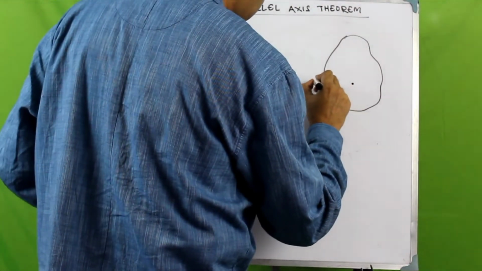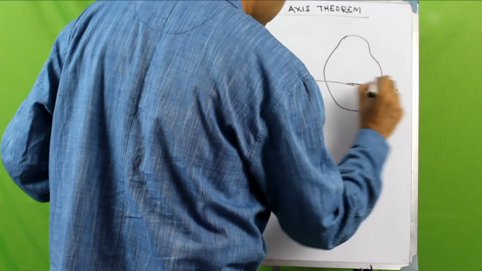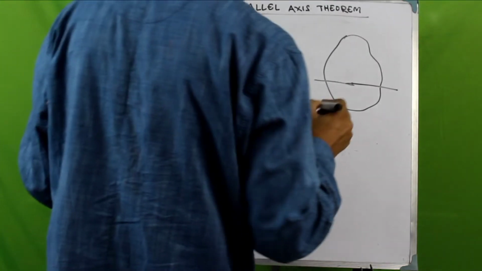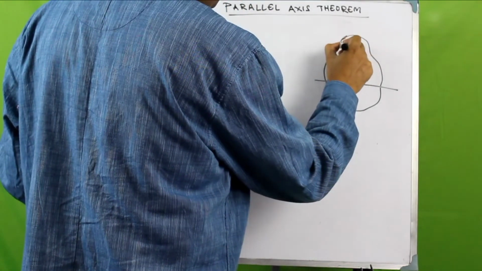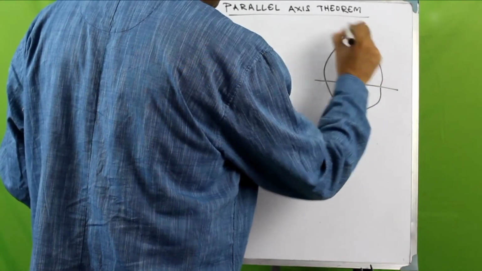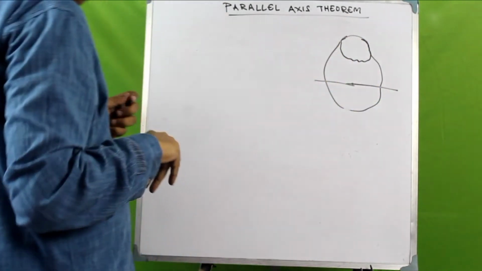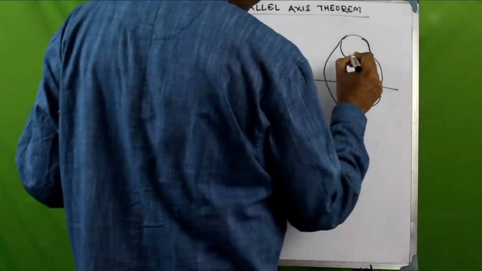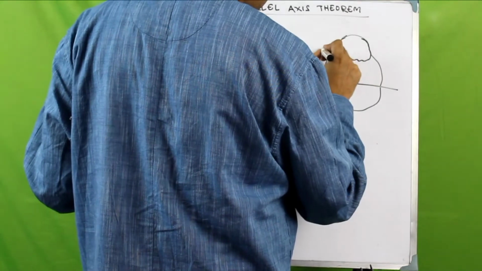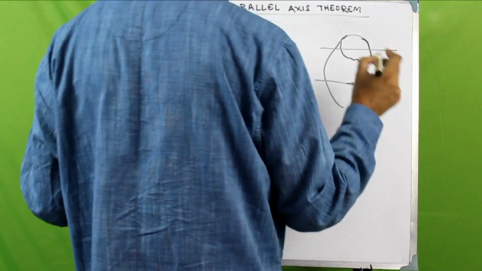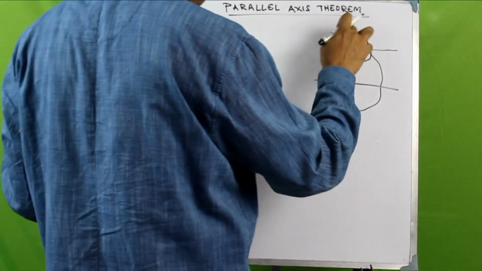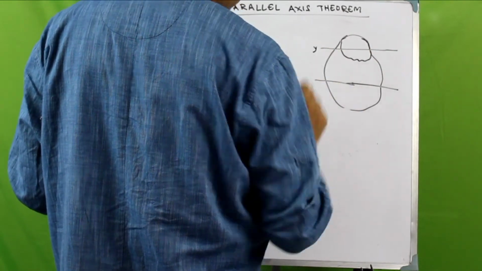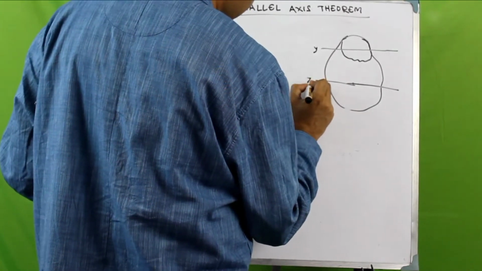whole area, and let us consider this to be the axis about which we want to find the moment of inertia. Now, let a small part area be considered within this whole area, let its area be A, and let this be the centroidal axis of this small area. So let this be Y and let this be Z.